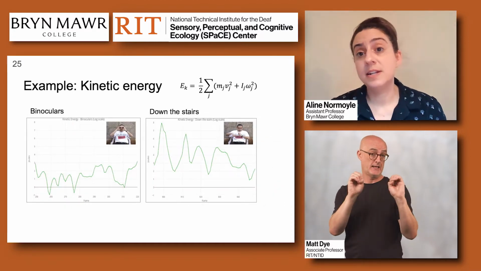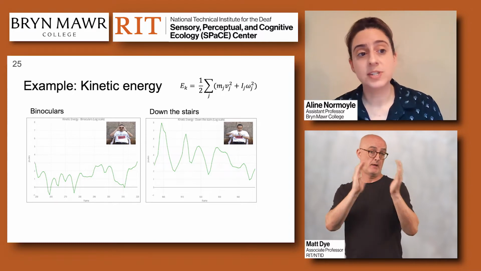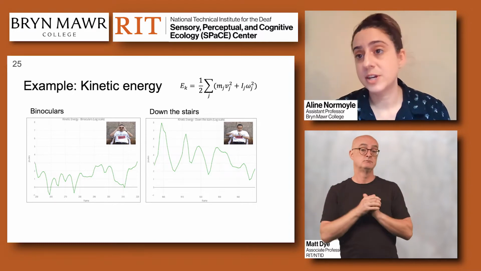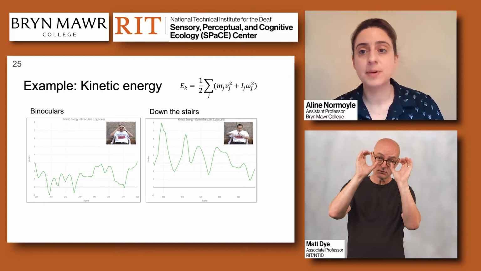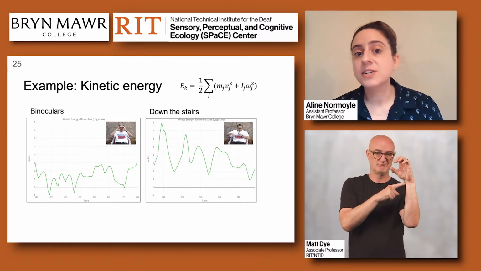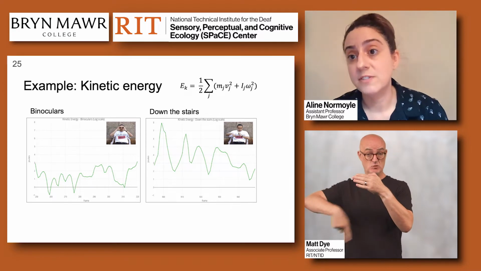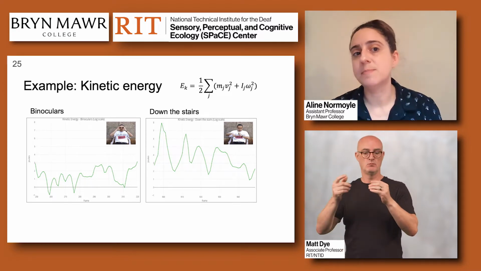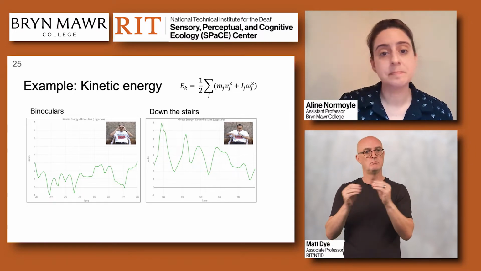And here, we can directly compare the time series for both signs. So binoculars has much lower kinetic energy. It's mostly driven by the translational movement of both of the wrists. However, down the stairs has very fast angular velocity and accelerations and results in much higher kinetic energy estimates.